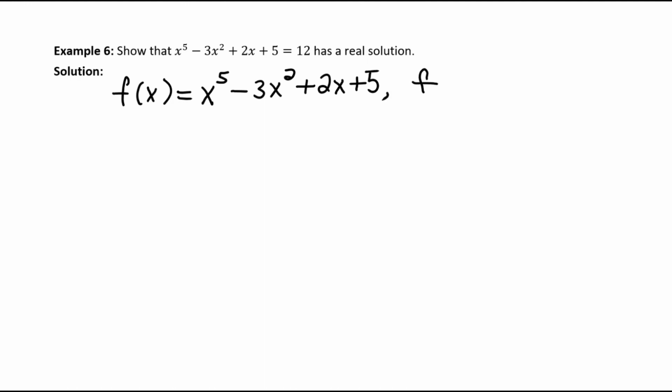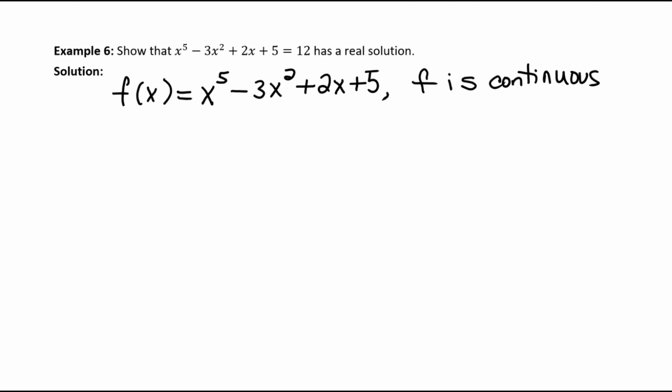Example: show that x to the fifth minus 3x squared plus 2x plus 5 equals 12 has a real solution. Let's see if we can use the intermediate value theorem. First, let's identify f of x to be the function x to the fifth minus 3x squared plus 2x plus 5. That's a polynomial, so we know that f is continuous everywhere, but we also need it to be continuous on a closed interval.